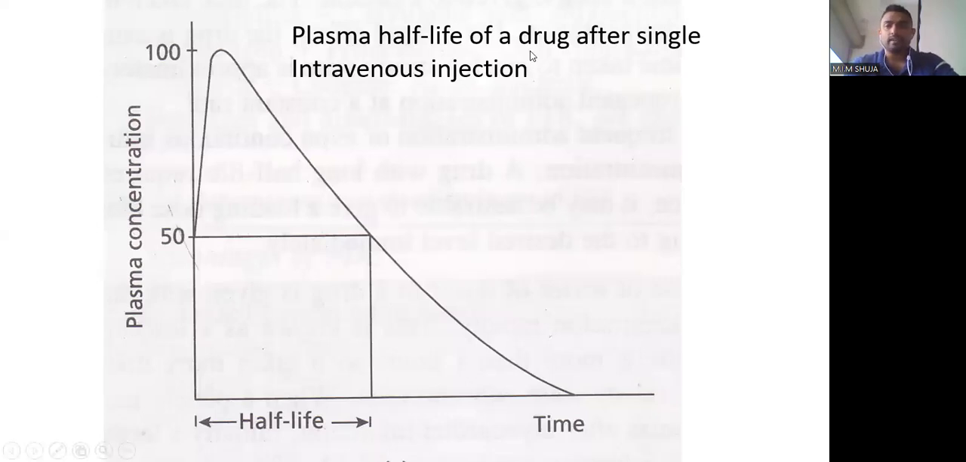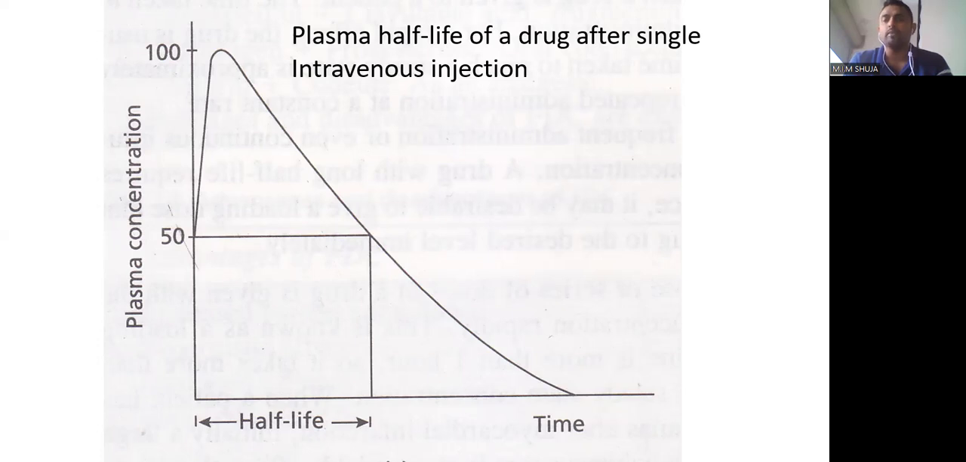So you are giving an IV injection. Within a few milliseconds, you will get 100%, because for the IV, how much is the bioavailability? 100%. So the amount you give, all the amount will reach the plasma for the IV because bioavailability is 100%. What is bioavailability?